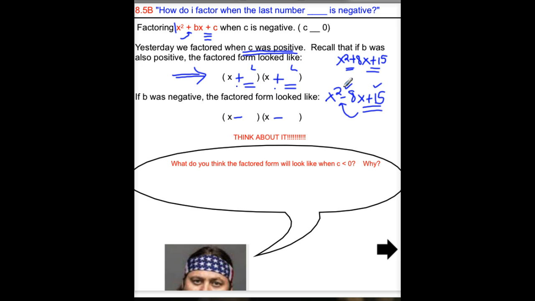So think about it. What's going to happen today is we're going to have that c be negative, which means it's less than 0. So our general question is, how do I factor when that last number, that c, is negative? Yesterday, for all of them, we were ending it in a positive, and we said that that made it pretty doable because we just either did plus plus or minus minus. Well, let's think about what's going to happen today when we make that c negative.